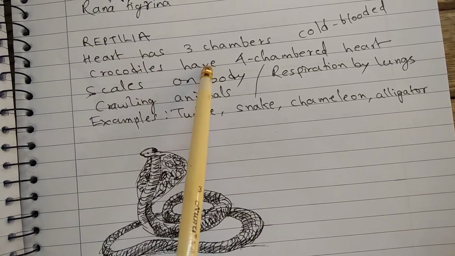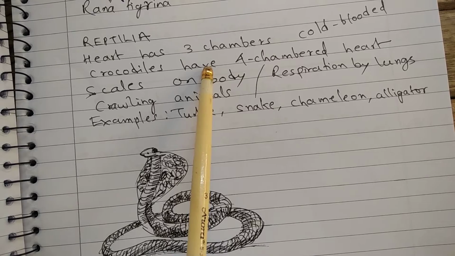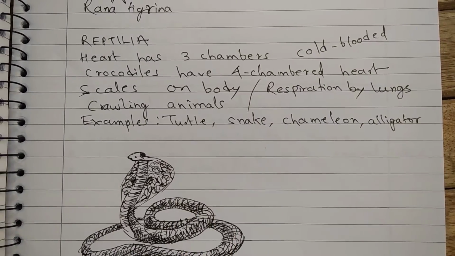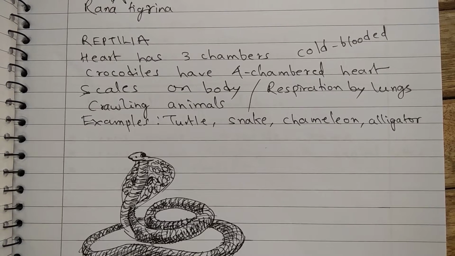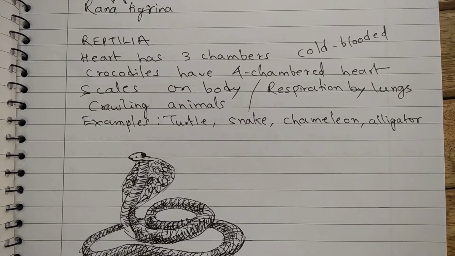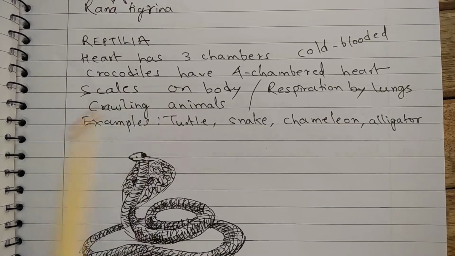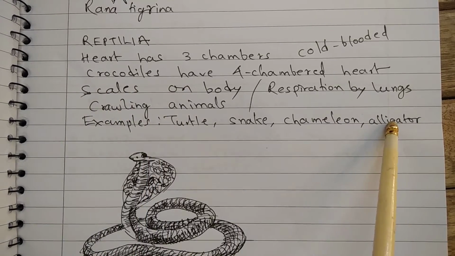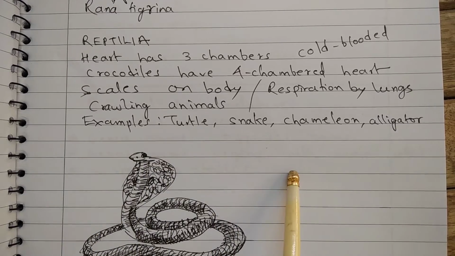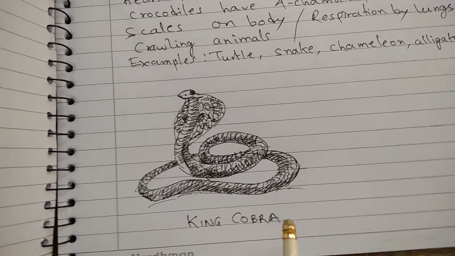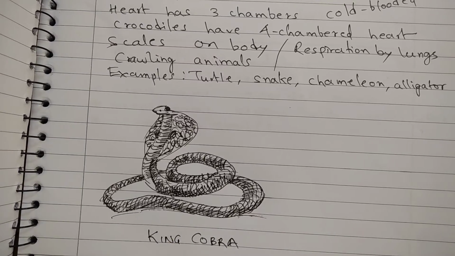Reptilians, they have 3 chambers in their heart. They are cold-blooded animals, which means they cannot control their body temperature. They have to depend on the environment for the body temperature. Crocodiles, they have 4 chambers in their heart, but still crocodiles are cold-blooded animals. Scales are present on body. Respiration is by lungs. Examples are turtle, snake, chameleon, alligator, lizards. This is the figure of a king cobra.